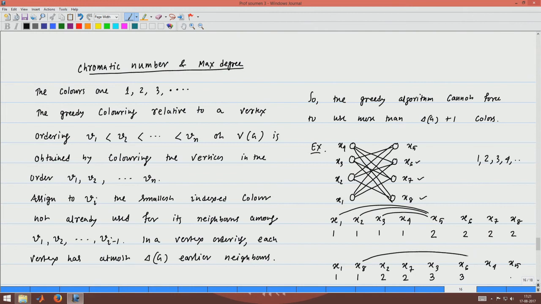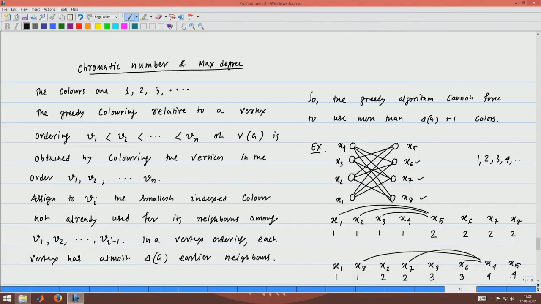X 8 is one neighbor for x 4 on the left hand side, x 7 is another neighbor for x 4 and x 6 is also a neighbor of x 4. And so, the neighbors have already used the colors 1, 2 and 3. So, you have to use the next smallest available color, that is the smallest indexed color, that is 4. And similarly, for x 5, you can check that you have to use color 4. So, for this ordering, you can see that the number of colors used by the greedy algorithm is 4.